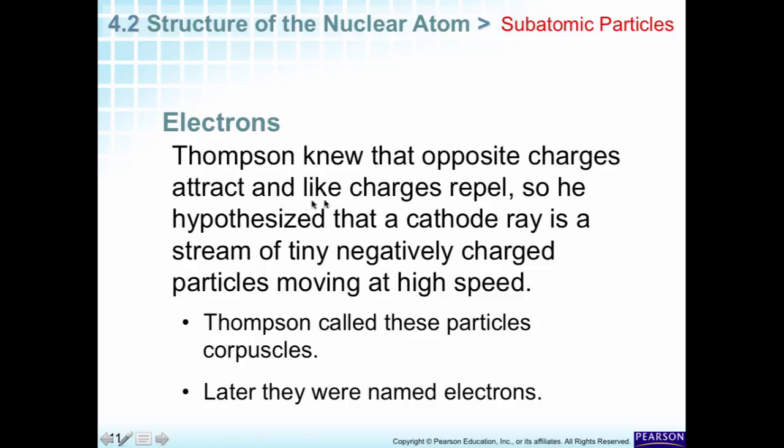So he knew that opposite charges attract one another and like charges repel. So he made a hypothesis. He said the cathode ray is a stream of teeny, negatively charged particles, and they move very quickly. He called these corpuscles. Where do you think he got that term from? Biology.